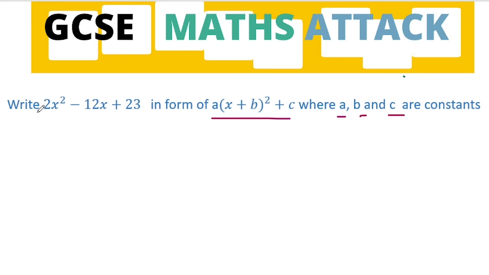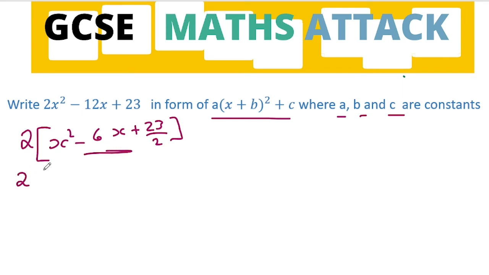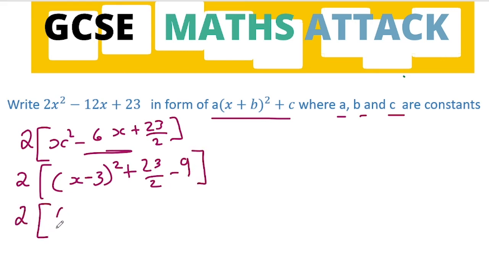The first thing I want to do is, not get rid of the 2, but factorize this. So I get x squared minus 6x plus 23 over 2. Then I'm going to halve that by 2. So I'm left with x minus 3 squared plus 23 over 2 minus 9. After I've done that, I'm going to do x minus 3 squared, 23 over 2, subtract 9.